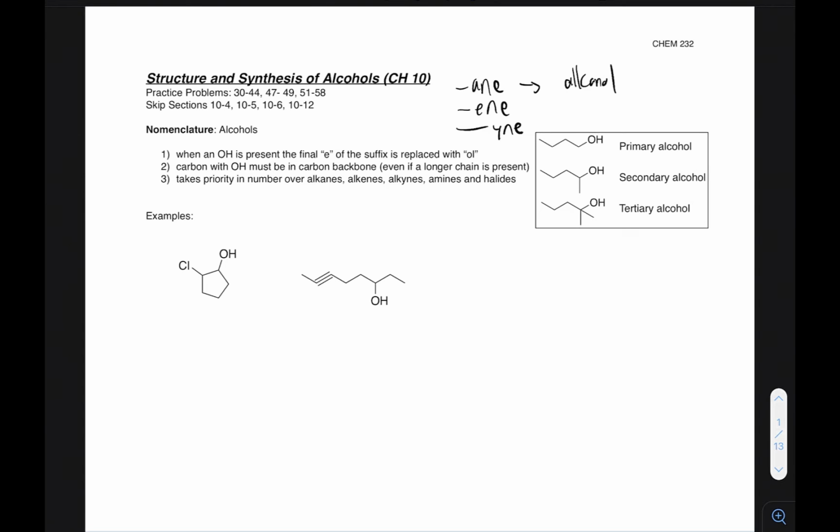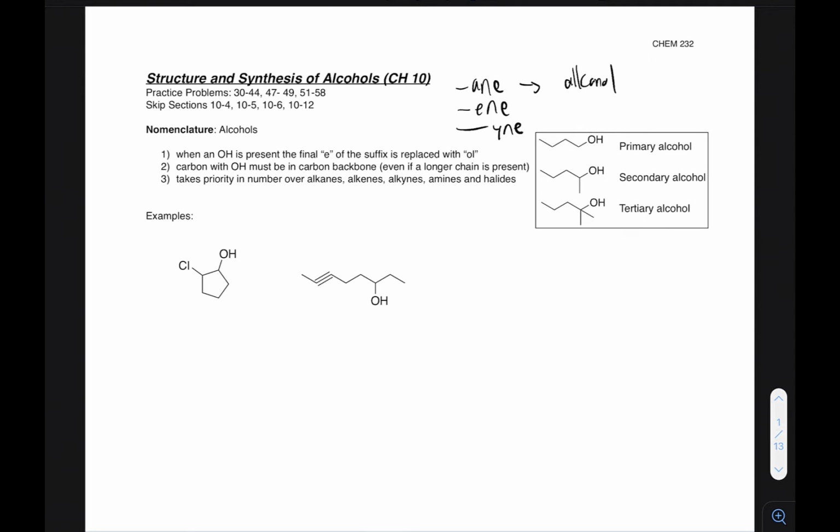And when OHs are present in a carbon, that backbone containing the OH must be the parent chain. So OHs basically take total priority, including with numbering, right? If an OH is present somewhere in the molecule, it has to take priority over any other groups. So let's take a look at what we mean by that.